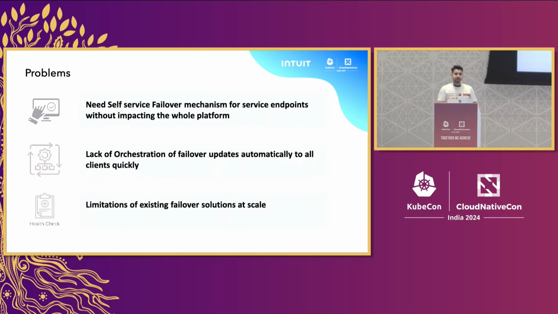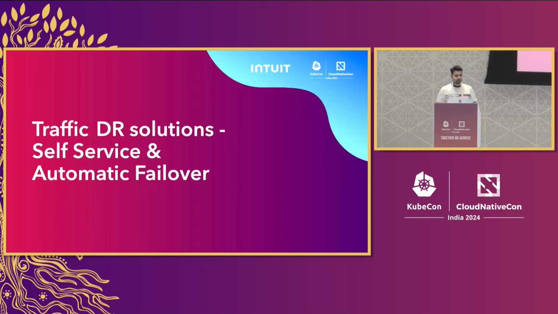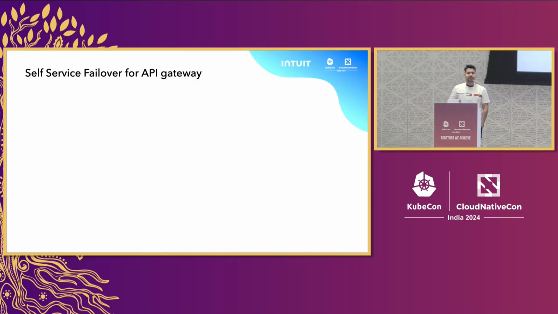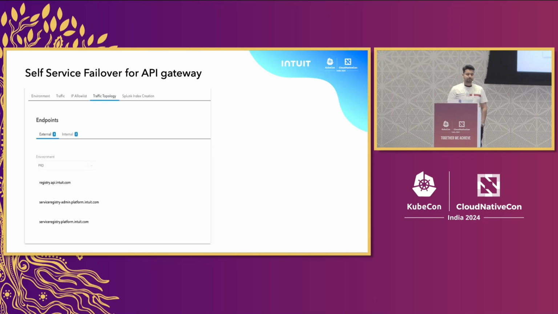So with the problem statement in mind, let's talk about the solution now. At Intuit, we have developed multiple DR solutions from the traffic point of view. First we'll talk about self-service failover. We want to give developers control in the dev portal, and this is how the UI looks. Every service owner or developer can just go to the dev portal in Intuit and see the topology for the gateway endpoints. We see that multiple .com endpoints are given for a prod environment.